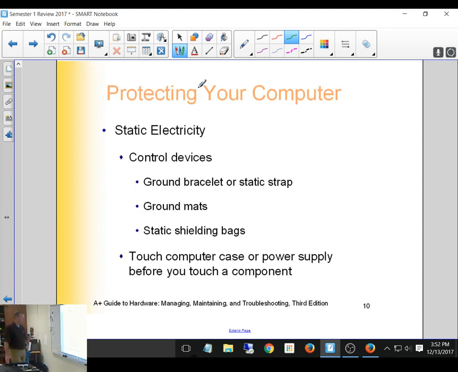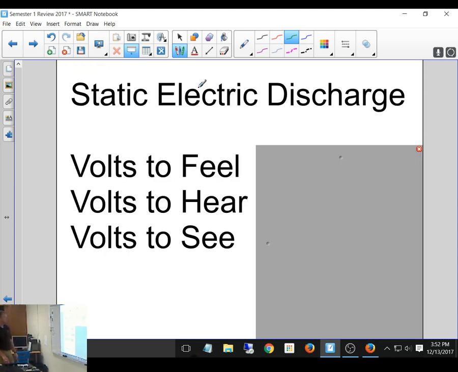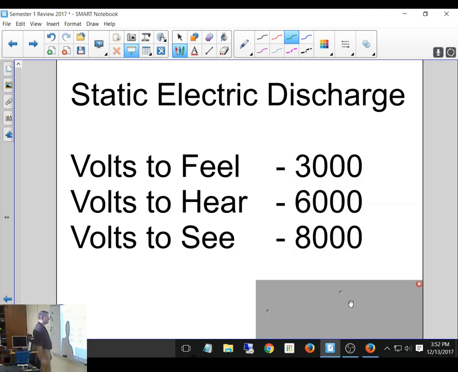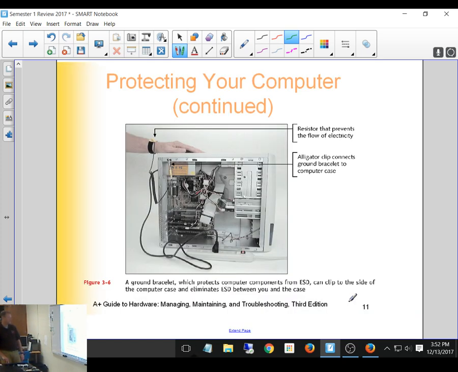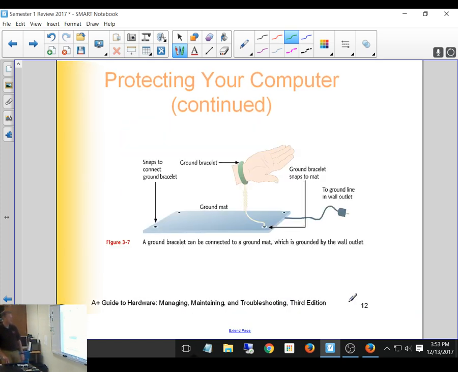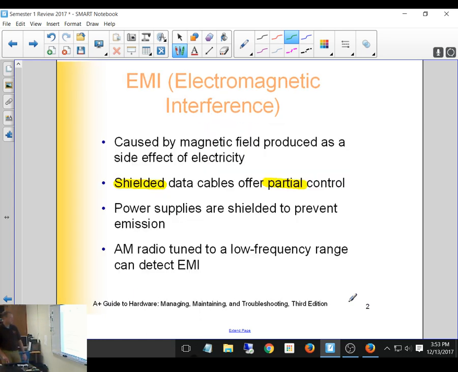We also talked about static electricity, the kind of control devices that you can have to protect your equipment while you're working on it from static electricity problems. And you know that you're going to get this question on the test, and the reason is because there's a point where we wouldn't even know that we had a static charge. If we felt it and didn't hear it, and if we saw it, what are those numbers? You should know those numbers at this point, and if you don't, make sure they're in your notes. 3,000 volts to feel it, 6,000 volts to hear it, and 8,000 volts to see a static electric discharge. And we talked about those things that are available to you to help protect your equipment from static electricity.